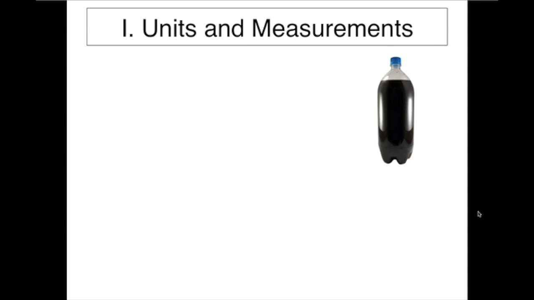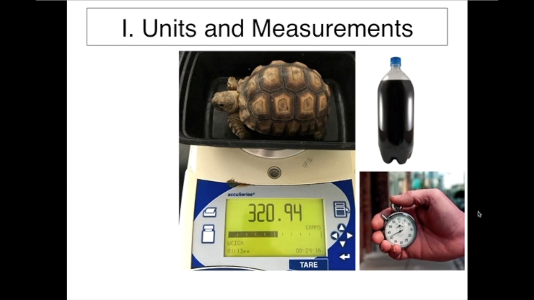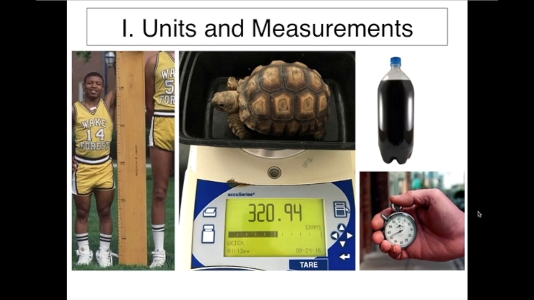For example, this 2-liter bottle of soda is a measurement of volume. The stopwatch is a measurement of time. The scale is a measurement of weight, and this ruler is a measurement of length. In all measurements, there are two important factors. There is the number itself and then the unit.